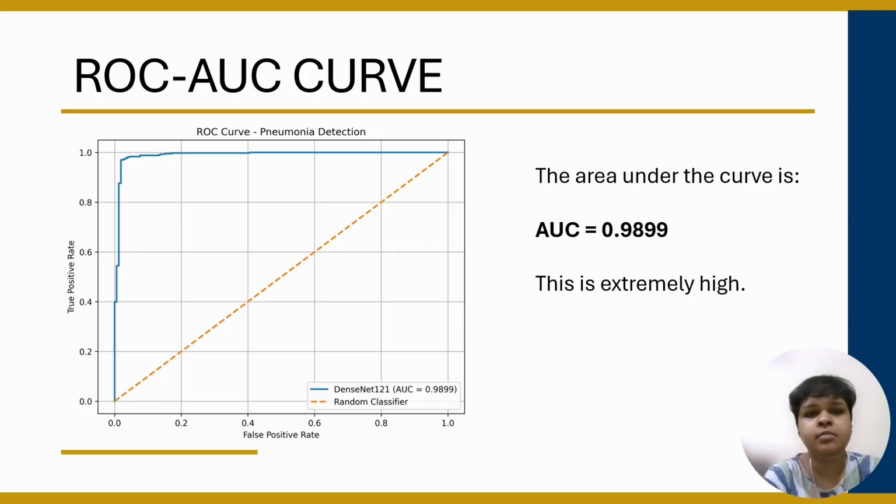That means if we randomly pick one pneumonia patient and one healthy patient, the model has about 98.99% probability of assigning a higher pneumonia score to the actual pneumonia patient. Let us now summarize this performance numerically.